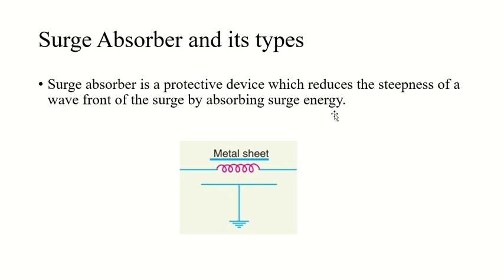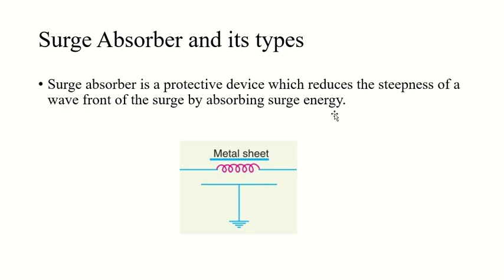The traveling waves set up on the transmission lines by the surge may reach the terminal apparatus, and can cause damage to it. The amount of damage caused depends not only on the amplitude of the surge, but also on the steepness of the wavefront, something we just discussed a minute ago. The steeper the wavefront of the surge, the more the damage caused to the equipment. In order to reduce the steepness of this wavefront, we use a surge absorber.